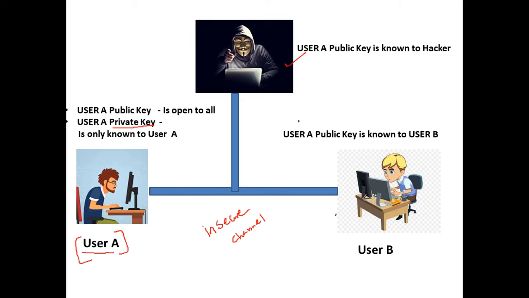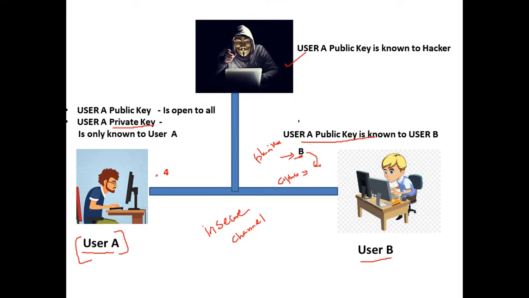And now let's take a scenario. Let's assume that user B wants to send a message. Let's assume that the message is P. Say user B wants to send a message P to user A. What he does is he takes this plain text message P and uses the public key of user A and encrypts P to C. Say this is the ciphertext and this is the plain text. So user B takes the plain text, encrypts that to the ciphertext using the public key of user A, and he sends the ciphertext C to user A.